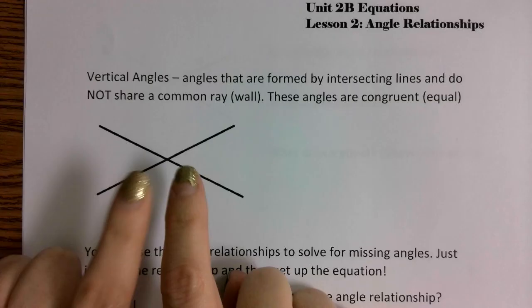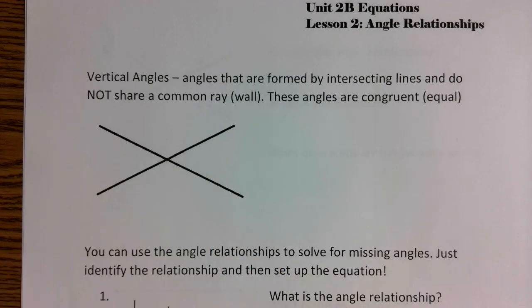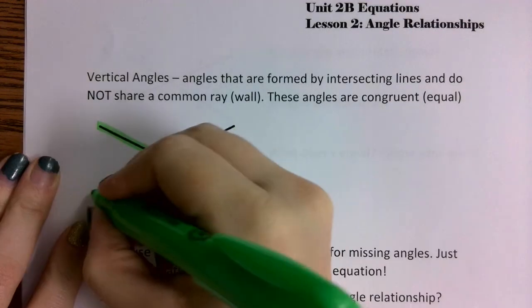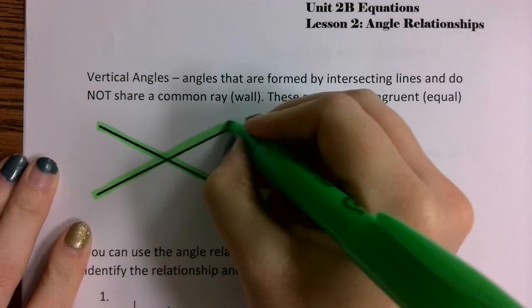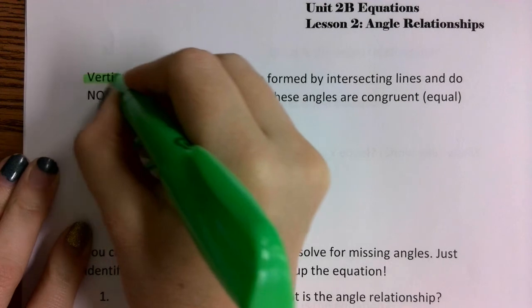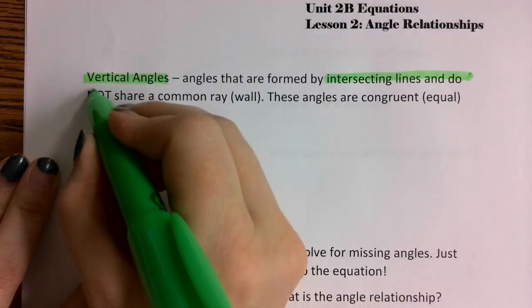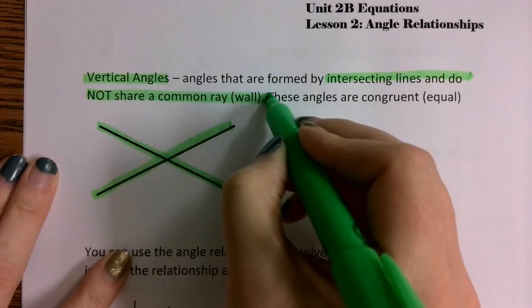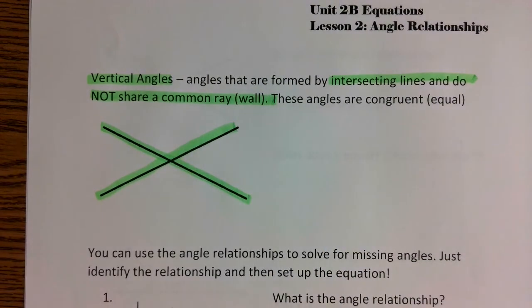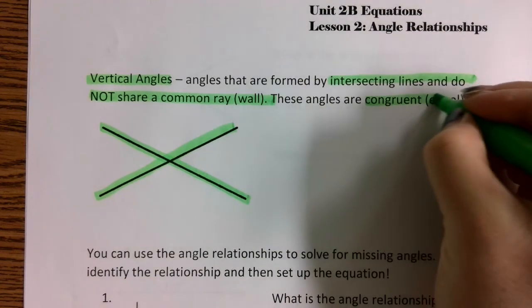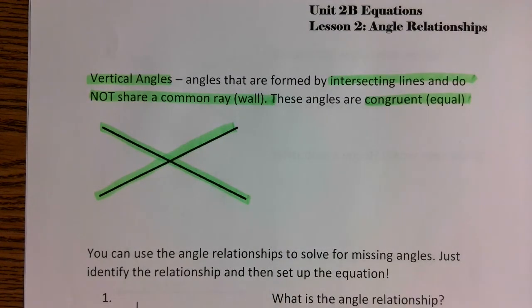And vertical angles kind of form an X. They kind of form this X shape. It's two intersecting lines, a set of lines that intersect, and they're forming this X shape here. That's what our vertical angles are. They are intersecting lines, and they do not share a common ray or a common wall, if we'll have it that way. Okay? They don't share a common wall, and most importantly, they are congruent or equal in their size.